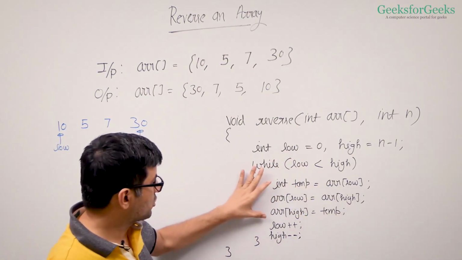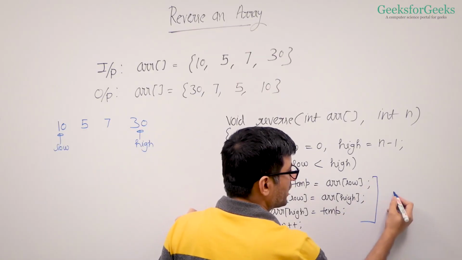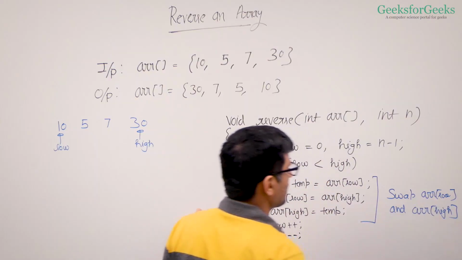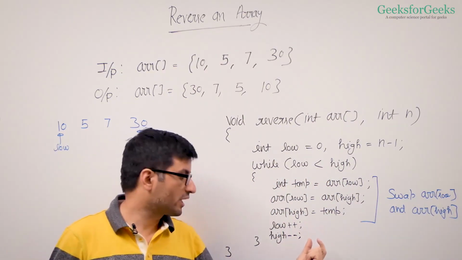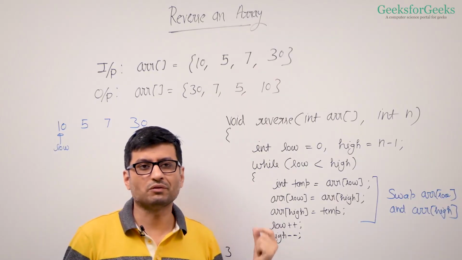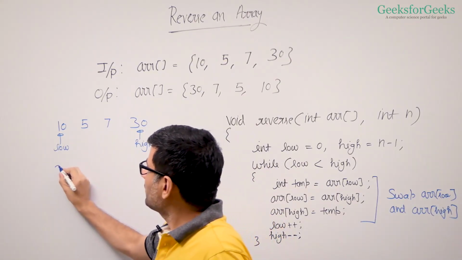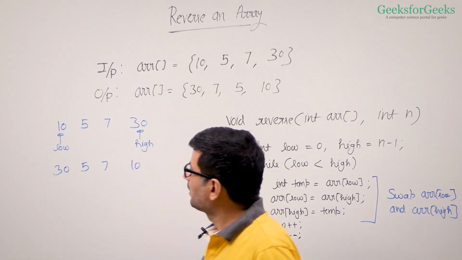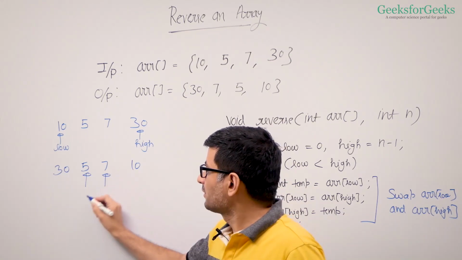So this is where we swap the array low and high. We simply swap the array low and high here. After swapping, we move low one position ahead and high one position before. So let's see how does this work. 10 and 30 are swapped. So we have 30, 5, 7 and 10. And low is moved here and high is moved here.